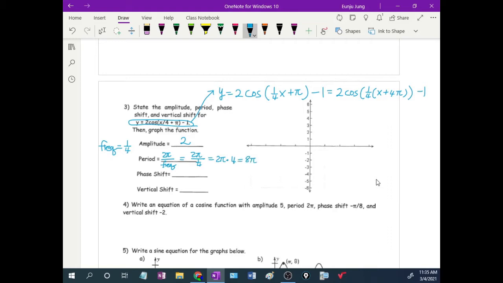That's right. Phase shift to the left or to the right, and we are looking at this part. So what is the number? Negative 4 pi. Okay, so it is negative 4 pi, meaning left 4 pi. Vertical shift, negative 1. That's right.